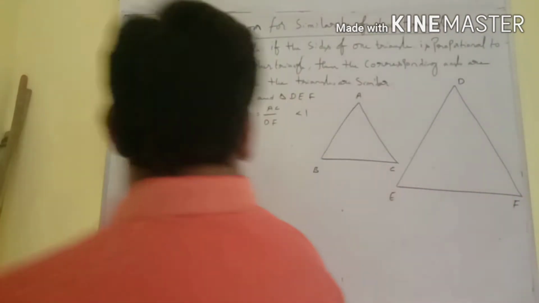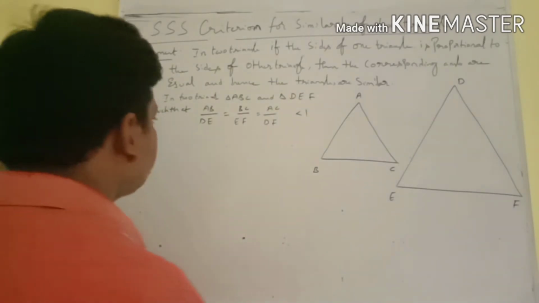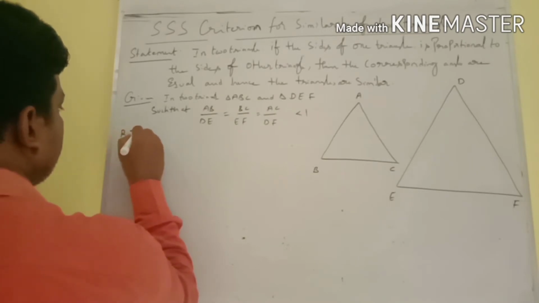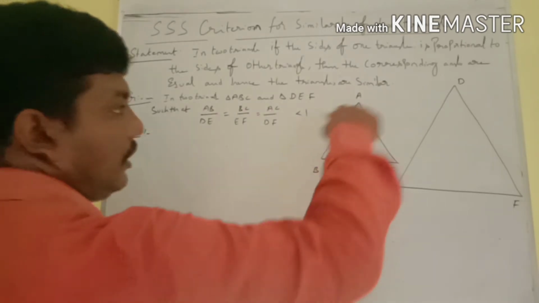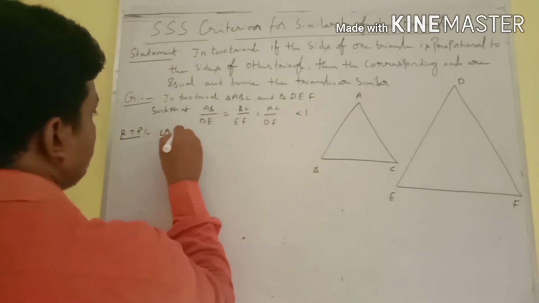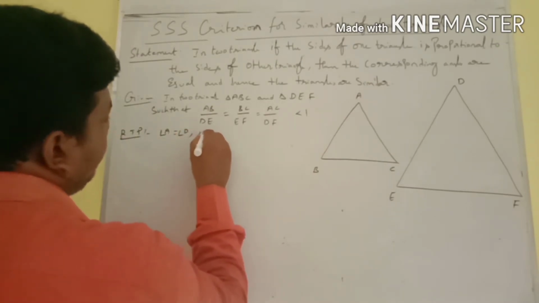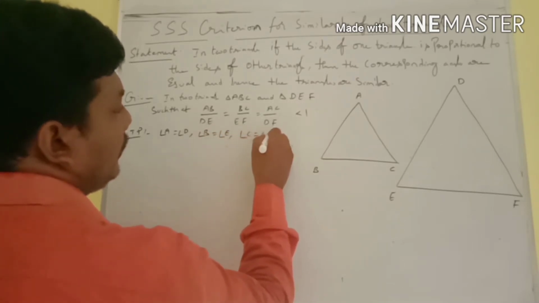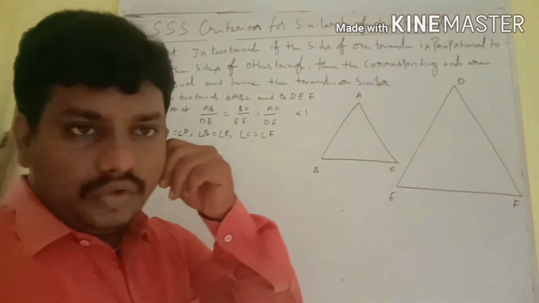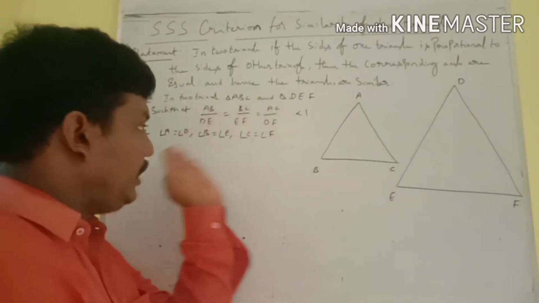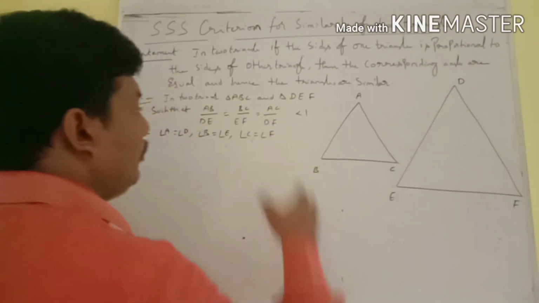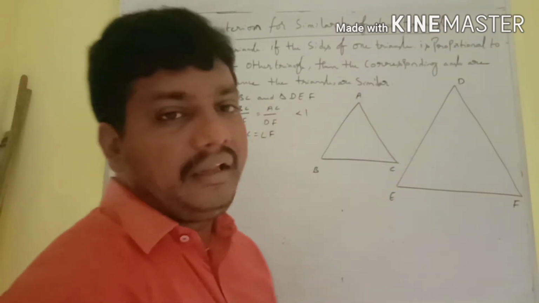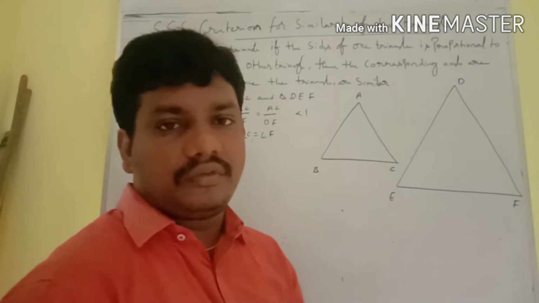Let me consider how the similarity will be. We are going to check here now. So this is the given statement. Now what is required to prove is that the corresponding angles will be equal: angle A is equal to angle D, angle B is equal to angle E, angle C is equal to angle F. This is what we have to prove. Whenever corresponding angles are equal, automatically the sides are in the same ratio, then the triangles will be similar. That is also what we have to prove here.